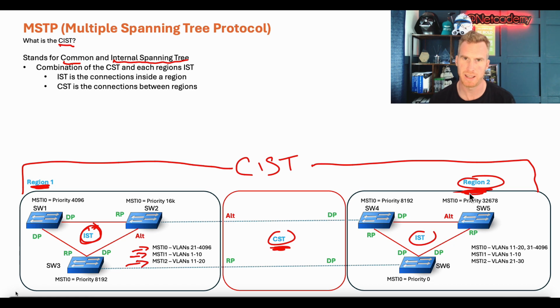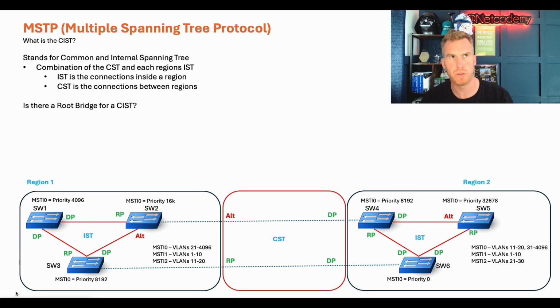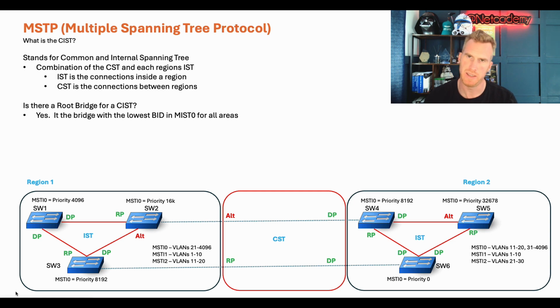But coming back to that last slide, to one of the last points, do you need a root bridge for a CIST? Do you need a root bridge for a common and internal spanning tree? The answer is yes, you absolutely need a root bridge. Spanning tree, whether it be STP, RSTP, MSTP, VSTP, PVST, or even PVST plus, or anything else that I don't know about, it needs a root bridge. And as always, that root bridge is elected.